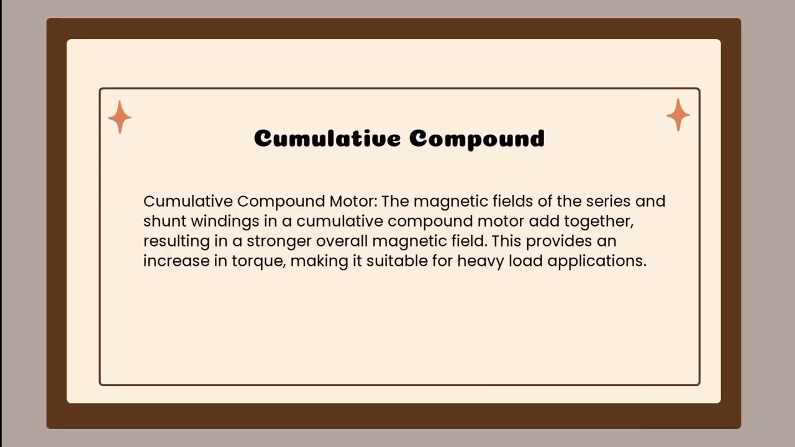Cumulative compound motor. The magnetic fields of the series and shunt windings in a cumulative compound motor add together, resulting in a stronger overall magnetic field. This provides an increase in torque, making it suitable for heavy load applications.